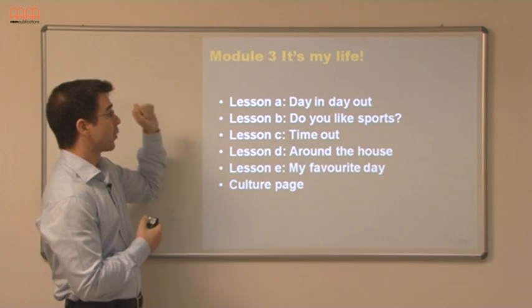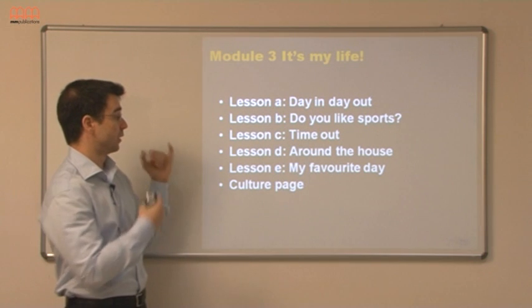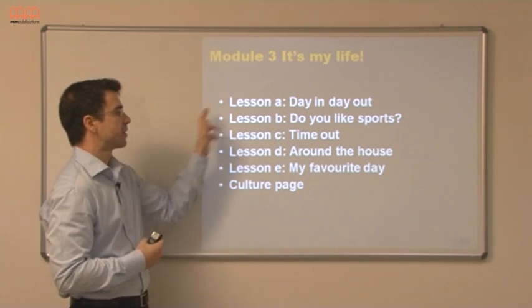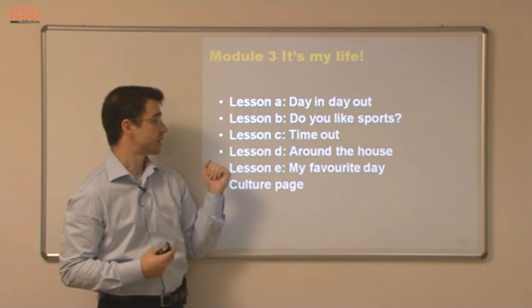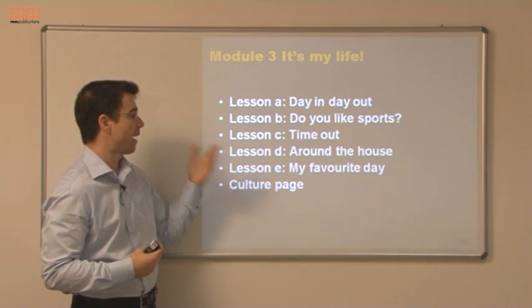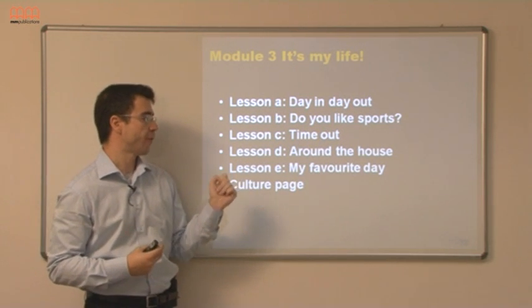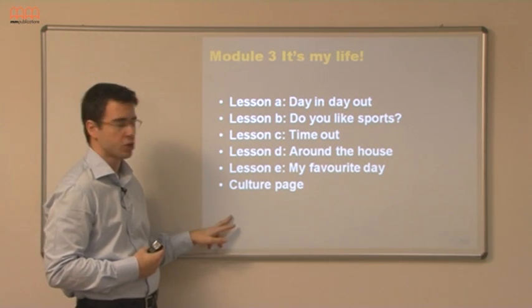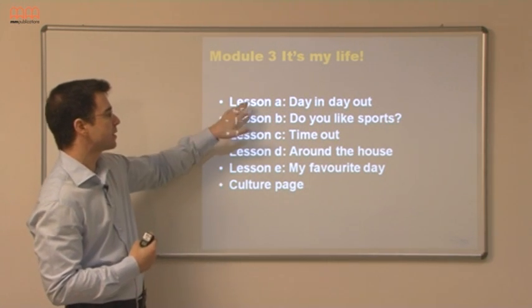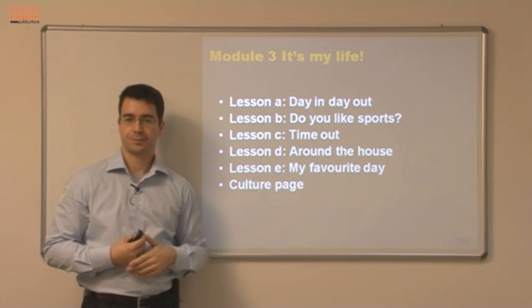Now, in module 3, which is called It's My Life, these are the 5 lessons that we're going to look at. Lesson A is Day In and Day Out. Lesson B is Do You Like Sports? Lesson C is Time Out. Lesson D is Around the House, and lesson E is My Favorite Day. And after lesson E, we have the culture page. So today we're going to focus on lesson A, Day In and Day Out.